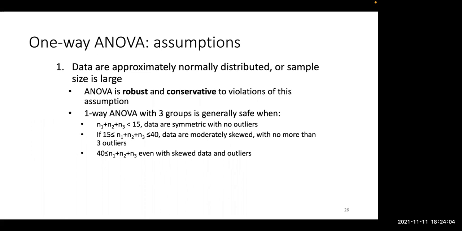The advantage of this is that the ANOVA is robust against type 1 errors. And here are some assumptions that are to be made for ANOVA. So you need the sum of all these groups to be less than 15. So it's not allowed to have more than 15 groups.